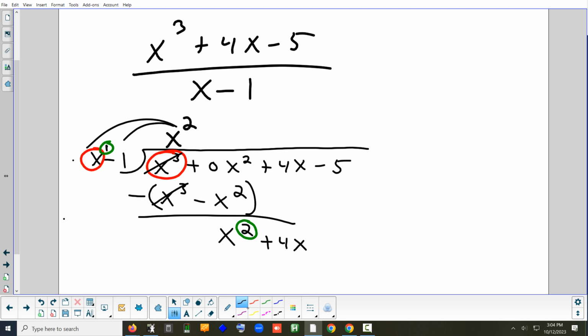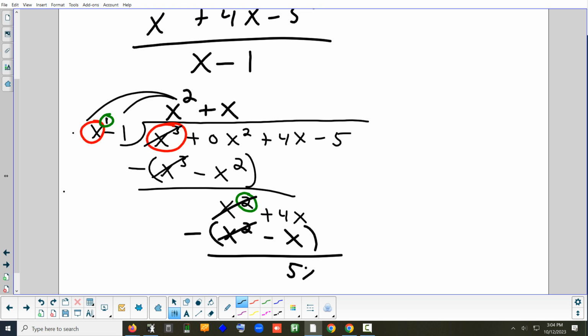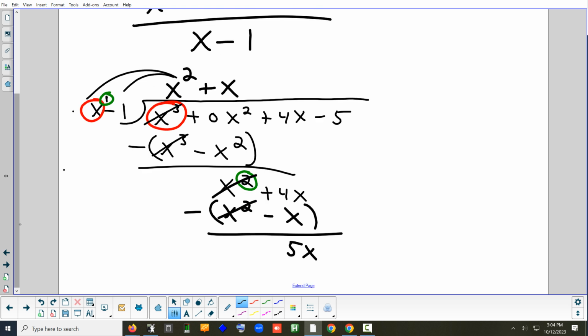So now, what's x squared divided by x? X. Multiply the x back out. X times x is x squared. X times negative 1 is negative x. And now take your columns and subtract. Synthetic is so much faster. So x squared minus x squared cancels out. What's 4x minus negative x? 5x. And then bring down your 5.